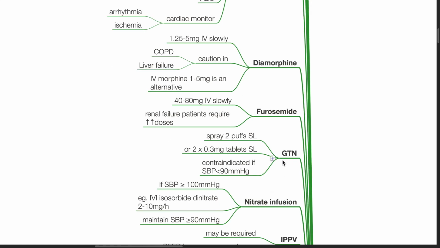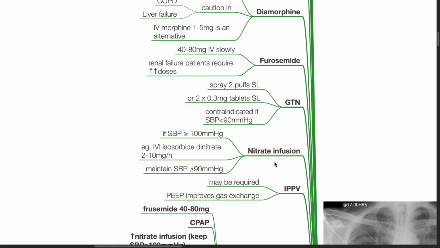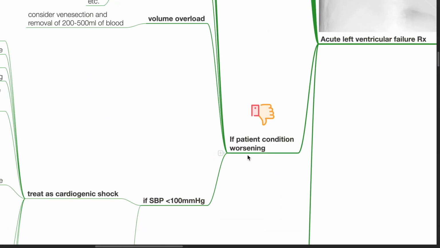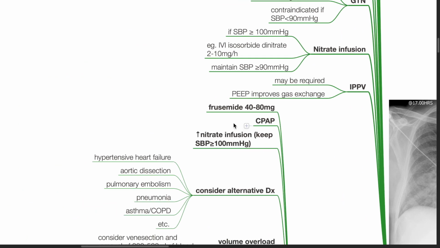GTN spray 2 puffs sublingually or 2 times 0.3 mg tablet sublingually. It is contraindicated if systolic blood pressure is less than 90 mmHg. Nitrate infusion if SBP is more than 100 mmHg, such as IV isosorbide dinitrate 2 to 10 mg per hour, maintaining SBP 90 mmHg or more. Intermittent positive pressure ventilation may be required. PEEP improves gas exchange. If the patient's condition is worsening, administer furosemide 40 to 80 mg, apply CPAP, and increase nitrate infusion while keeping SBP more than 100 mmHg.